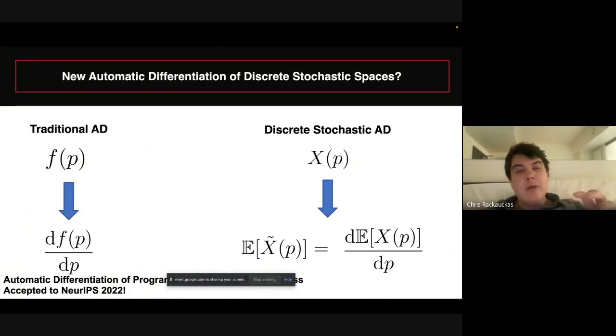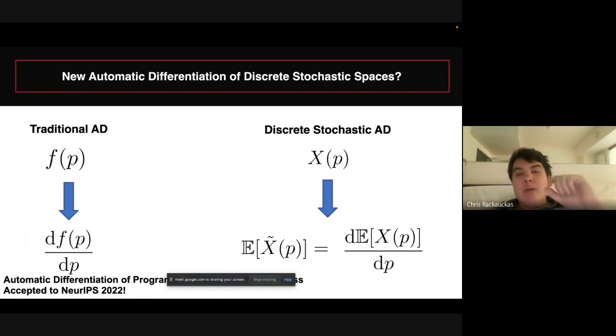The key idea behind it is, in traditional automatic differentiation, you try to differentiate a program by taking a deterministic program that is a function of your parameters, and you try to build a new deterministic program that when you run this program, it gives you the derivative of your original program with respect to the parameters, right?